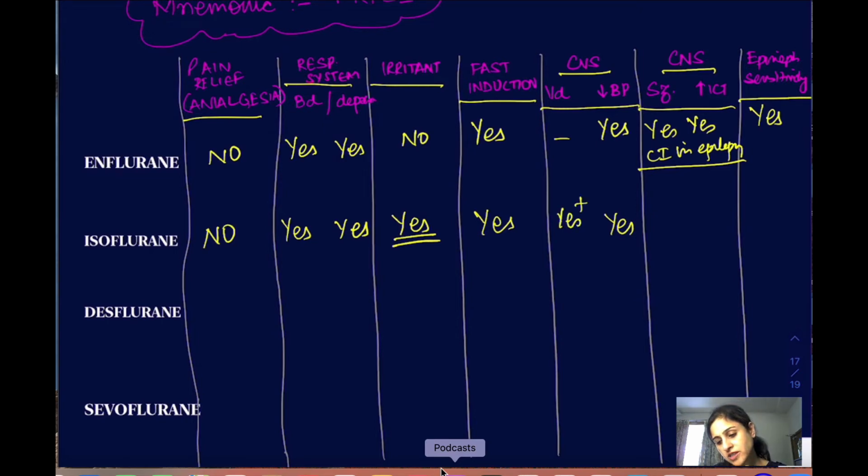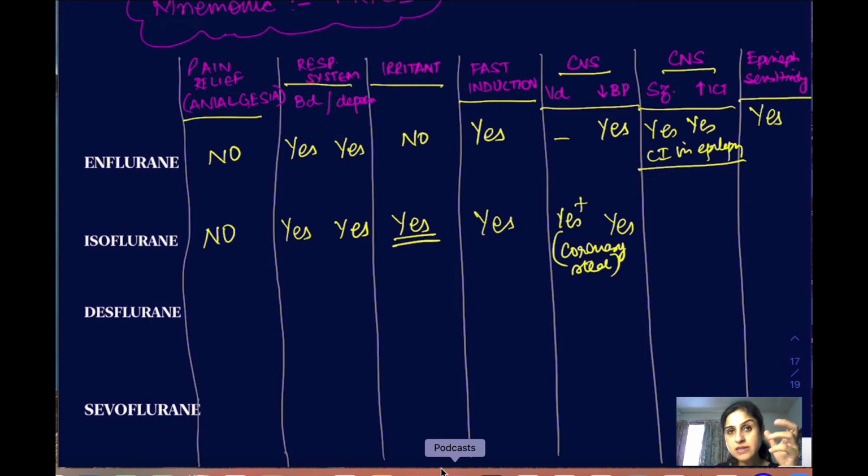Okay? Because it causes especially the coronary vasodilatation, it causes the phenomenon of coronary steal. Okay? It causes coronary steal phenomenon. So it will take away the blood supply from one area and give it to the other area. So that's the coronary steal phenomenon.